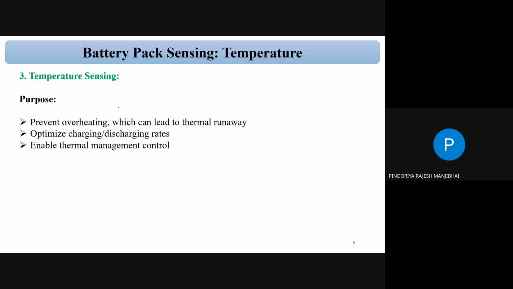Temperature sensing: prevent the overheating which can lead to thermal runaway. So there is a most important part. In the beginning of the class, even beginning of this unit, I told you measuring the temperature is the most important parameter nowadays. Correct. So we have to maintain the minimum range of the temperature, optimize the charging and discharging rate, and enable the thermal management control. So this type of parameter we have to continue to manage and monitor. Then we can say our battery management system is very good, and it will give very good results also.